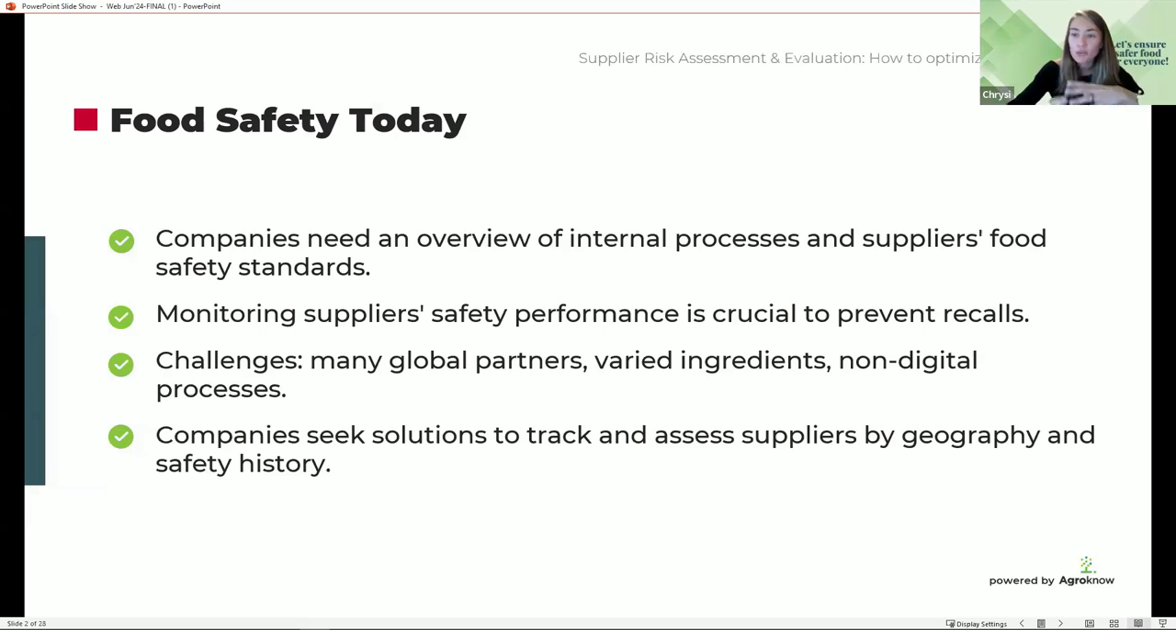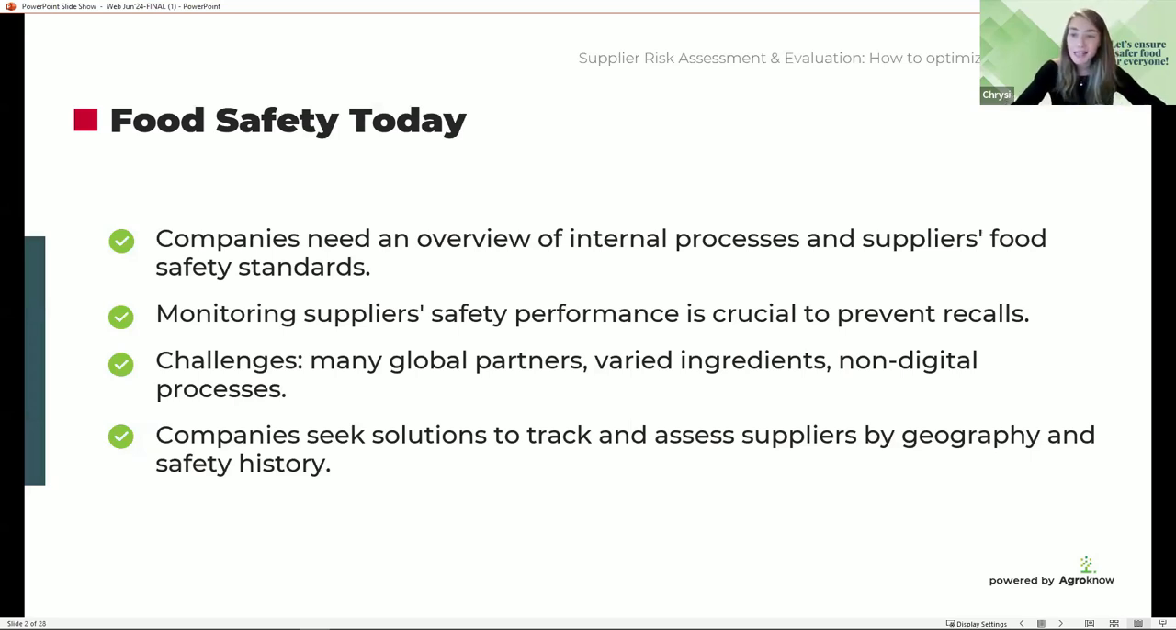Of course, in today's market, food and beverage companies often work with a diverse array of suppliers that are spread across different geographies. Often each supplier will provide them with different ingredients, and each ingredient will have its own set of compliance requirements and its own safety standards. So managing these varied sources can be extremely difficult and extremely complex, especially if these processes and workflows are not digitized. Manual tracking and outdated systems can lead to errors, delays, lack of visibility, and it makes it quite difficult to maintain consistent quality and safety standards.